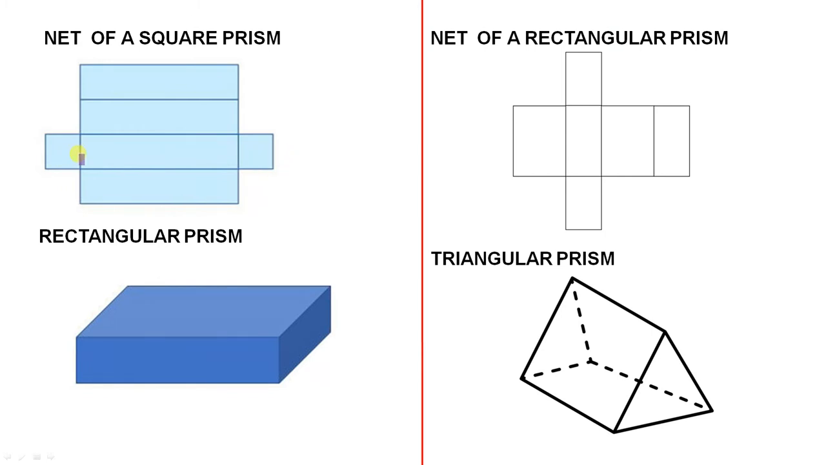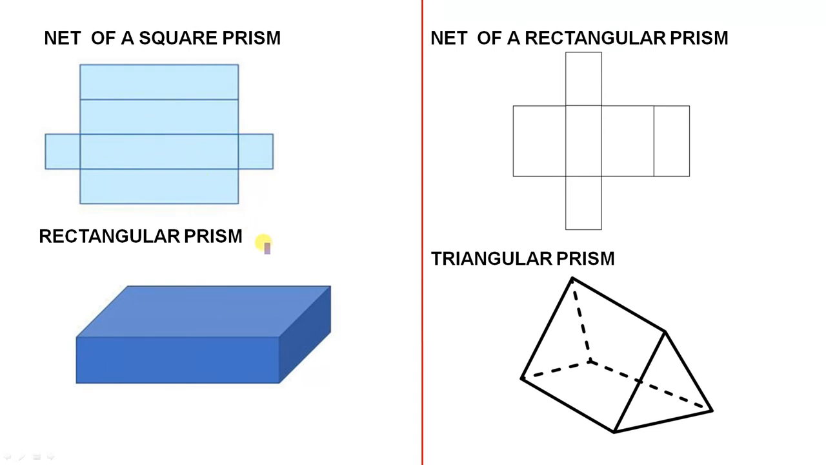There are the 2 squares which are the ends. And those 4 faces there, 1, 2, 3, 4, those 4 faces there are rectangles, and they're all the same.